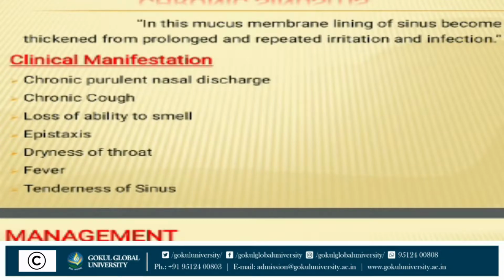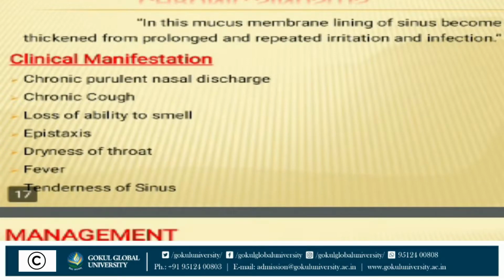Clinical manifestations include chronic purulent nasal discharge, chronic cough, loss of ability to smell, epistaxis, dryness of throat, fever, and tenderness of the sinus. These are the signs and symptoms we see in a chronic sinusitis patient. Chronic purulent nasal discharge is very common. Patients are not able to smell substances properly. Then epistaxis, fever, dryness of throat, and tenderness of the sinus.